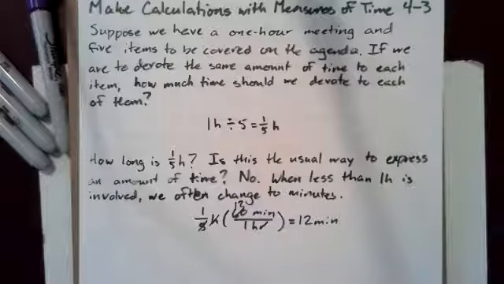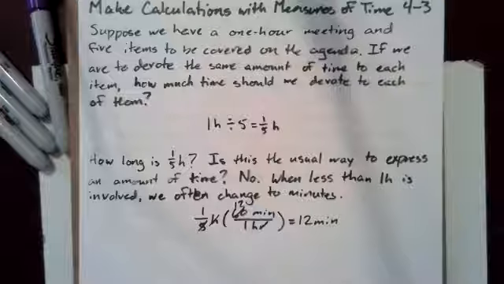We might talk about half hours. In fact, we frequently talk about half hours. We might talk about quarter hours. But most of the time, if we've got a fraction of an hour, we express it in minutes. To change it to minutes, we'll use that same ratio, 60 minutes over 1 hour.